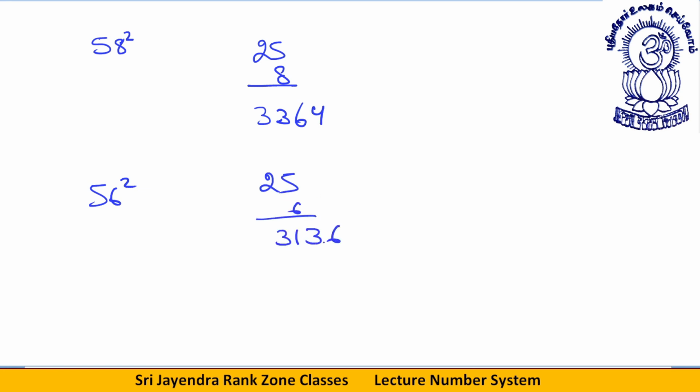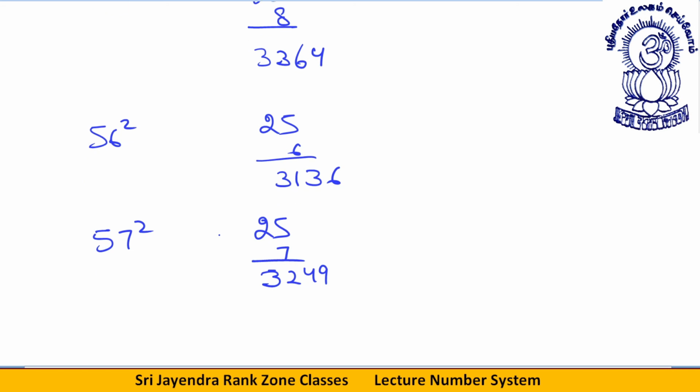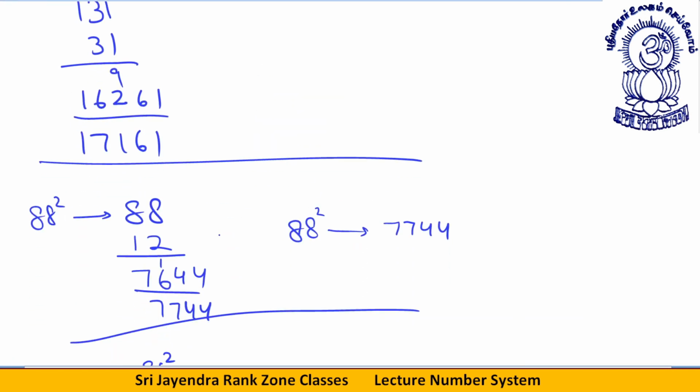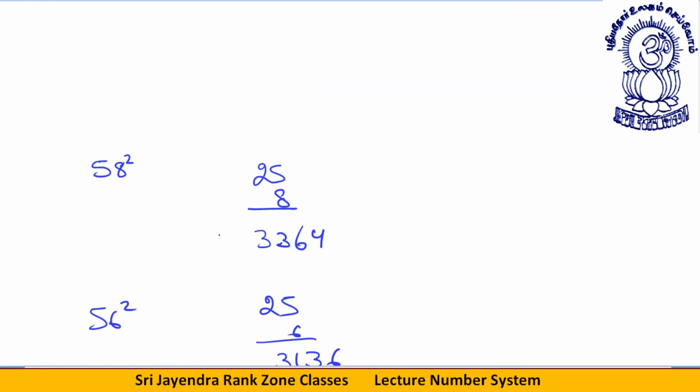6 square is 36. 57 square. 25 plus 7 will give you 32. 7 square, 49. Okay, so easy. Even a better way to write this is, look, I'll show you something you will love.